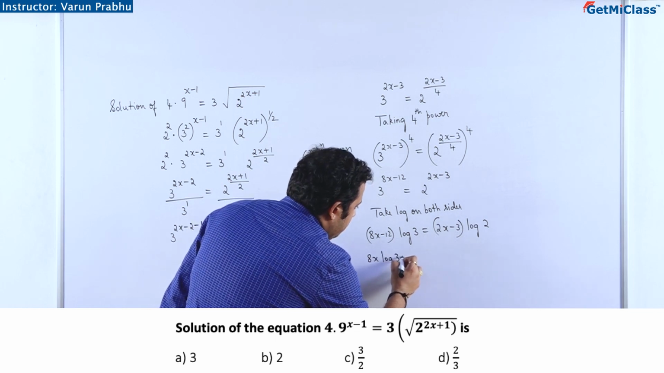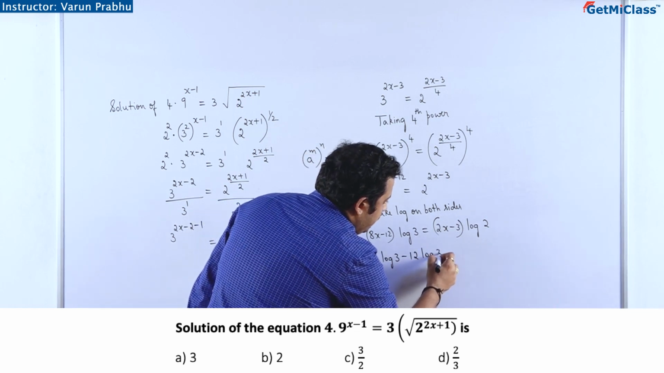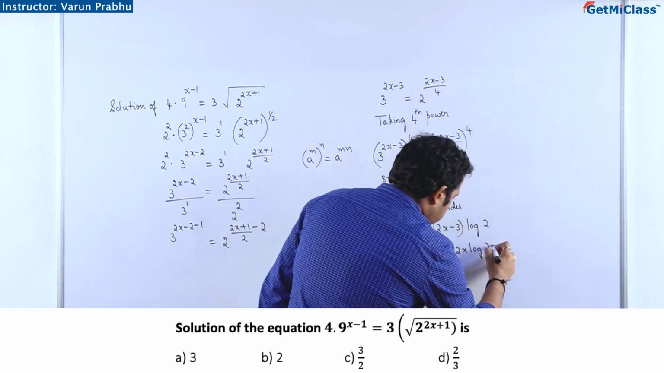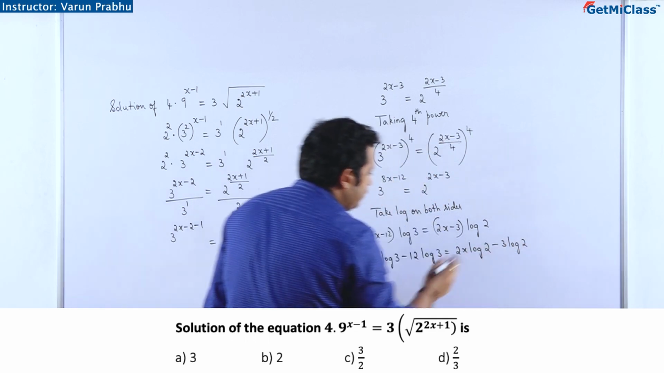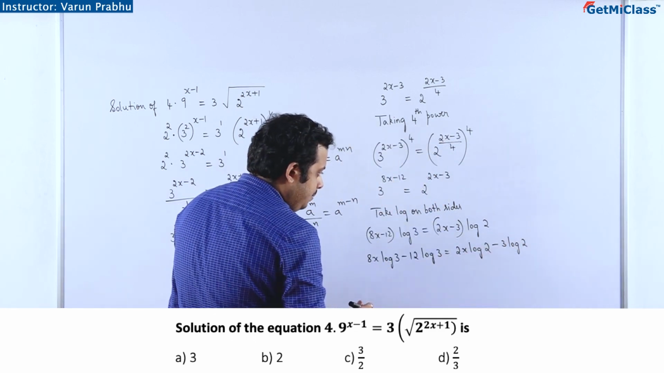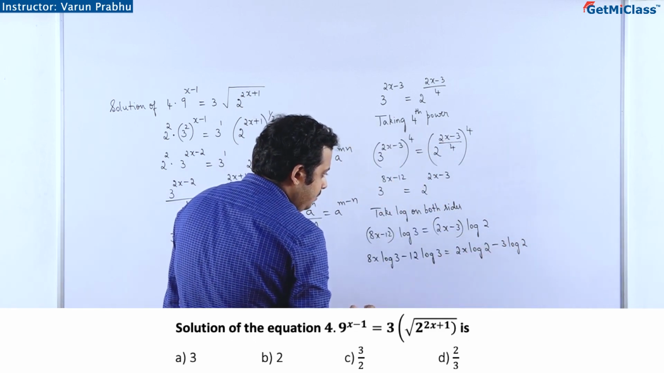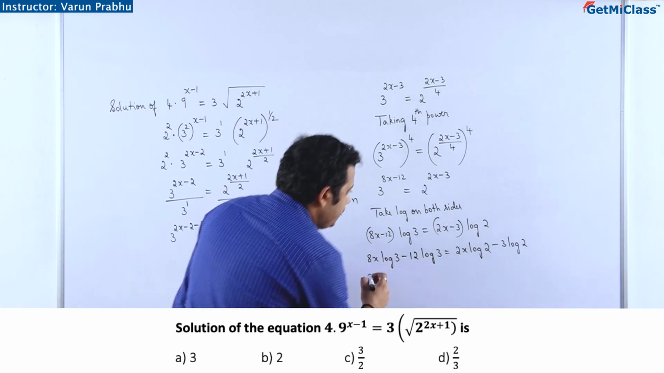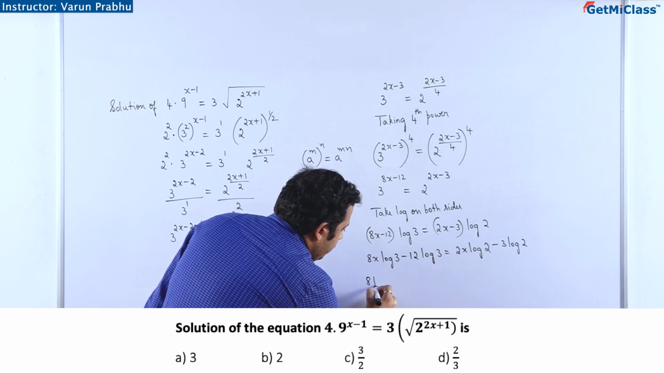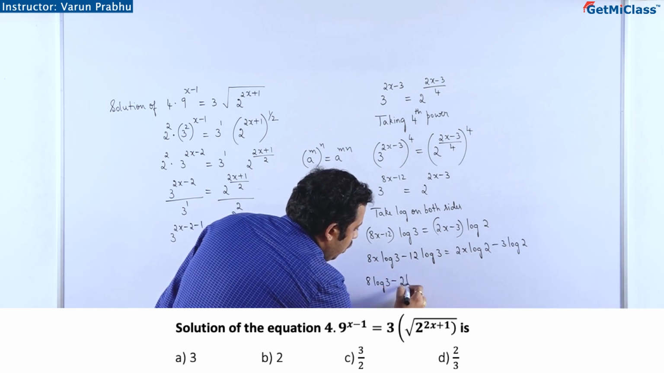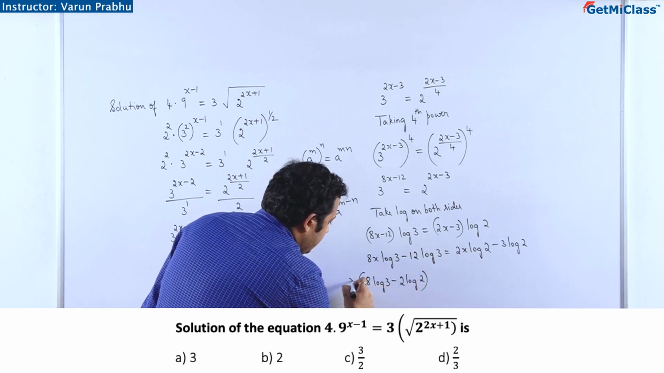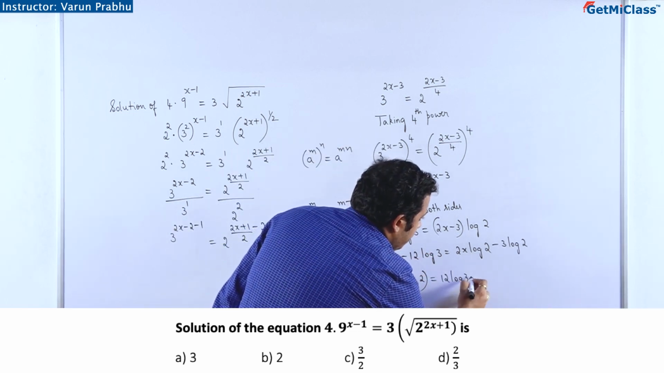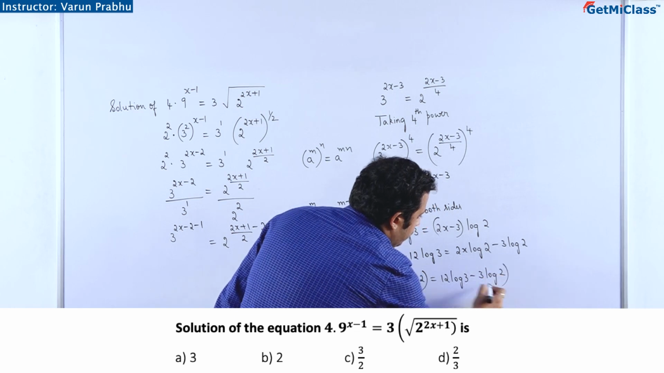So, I can say 8x log 3 minus 12 log 3, that is equal to 2x log 2 minus 3 log 2. So if you say (8 log 3 minus 2 log 2) times x, that is equal to 12 log 3 minus 3 log 2, correct?